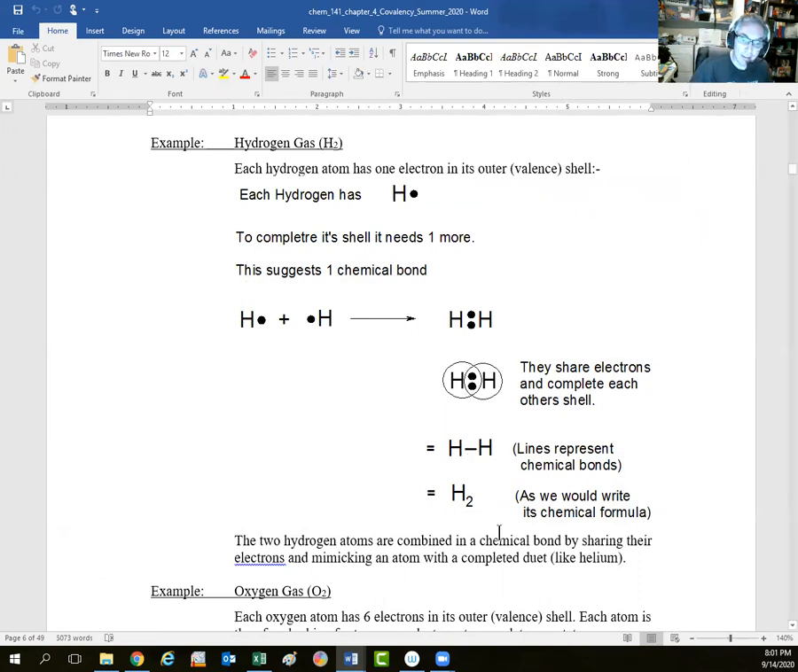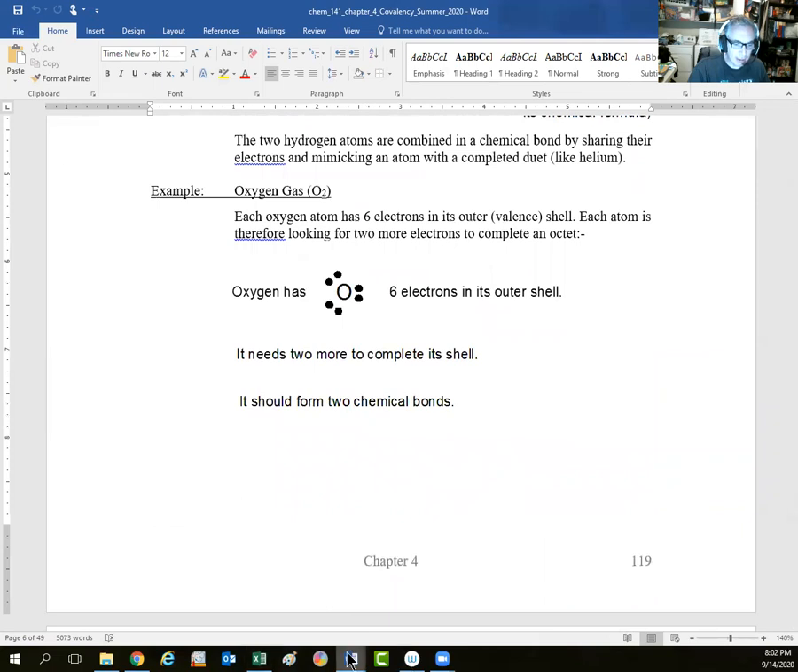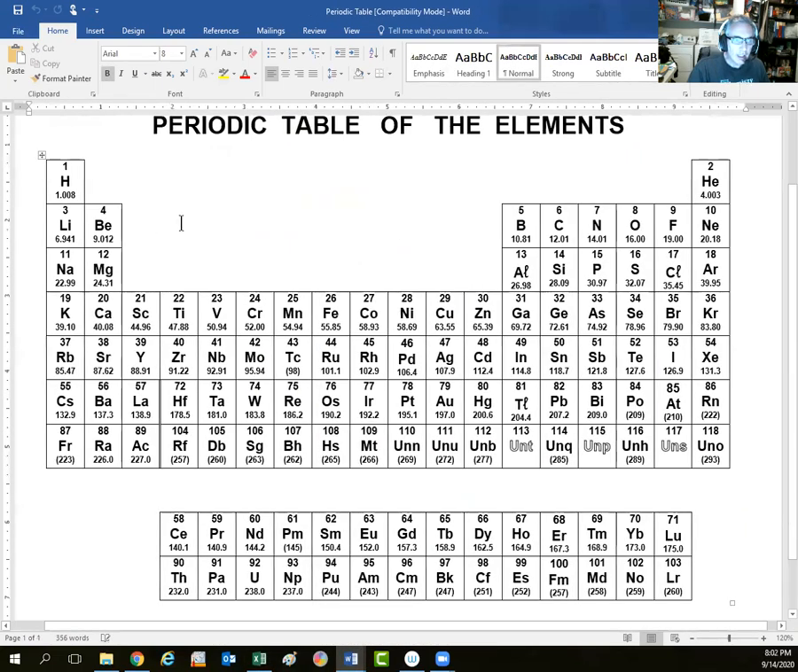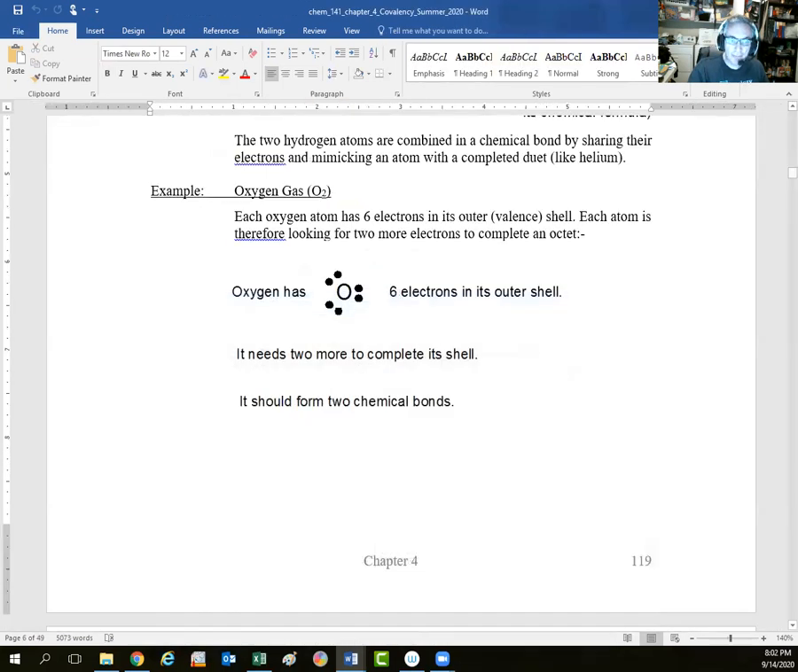So, a diatomic hydrogen gas. Next one, with oxygen. Oxygen, as we look at it in the table again, is element number 1, 2, 3, 4, 5, 6 in the second row, with 6 electrons in its shell. It needs 1, 2 more electrons to complete its shell, and that implies 2 chemical bonds.